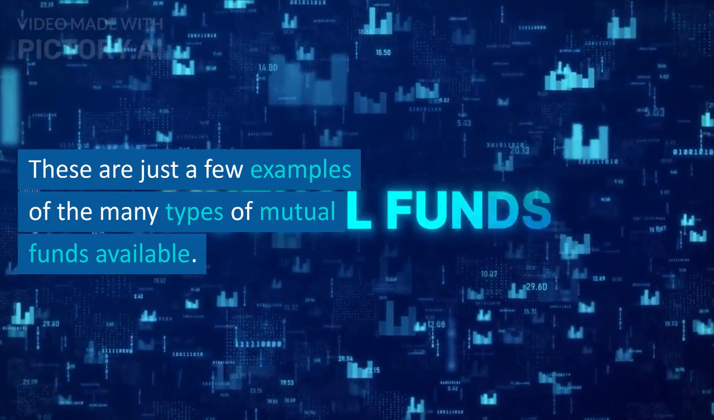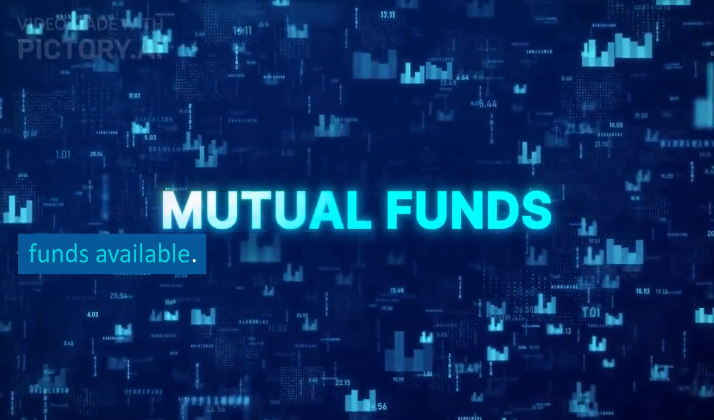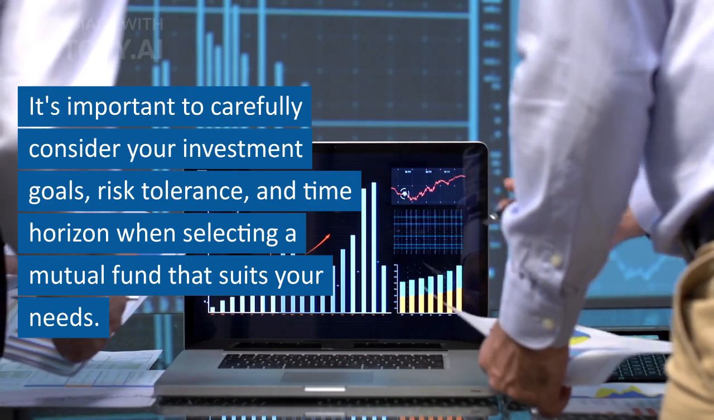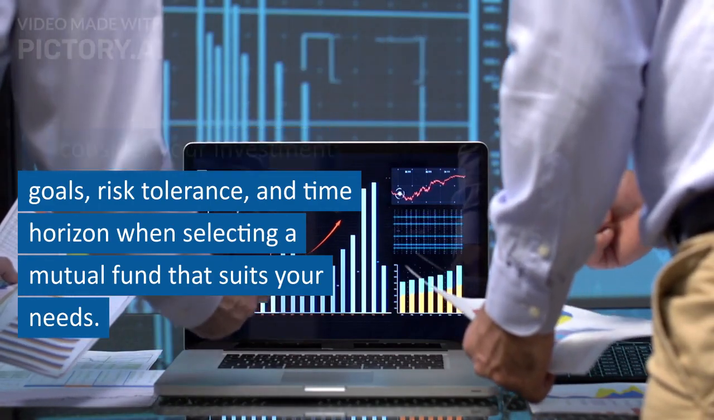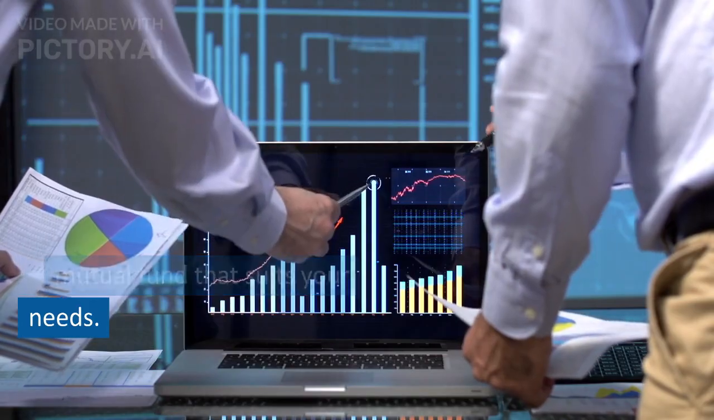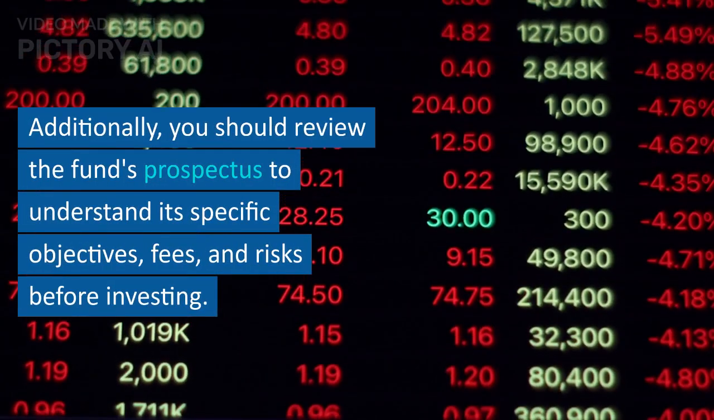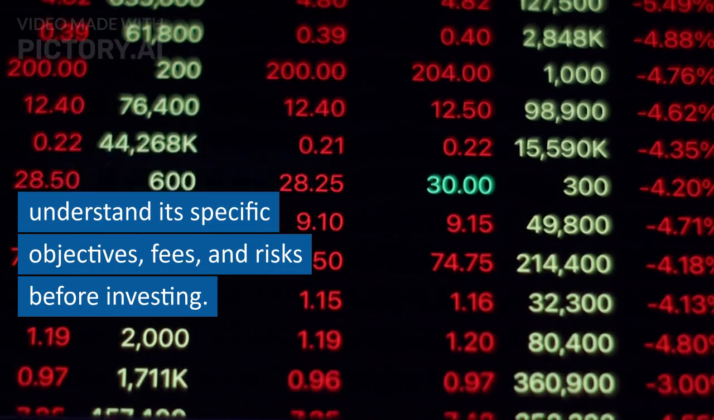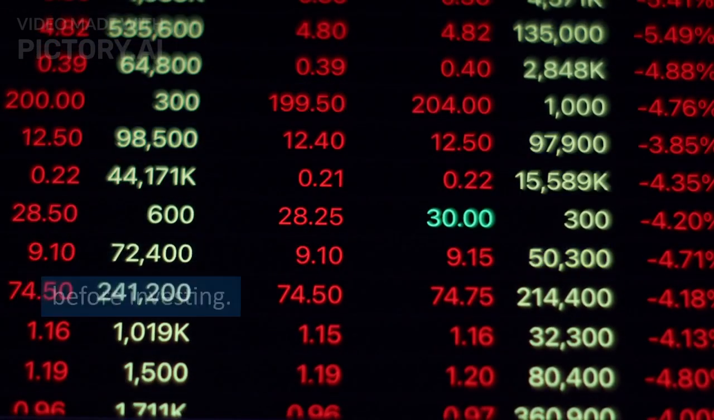These are just a few examples of the many types of mutual funds available. It's important to carefully consider your investment goals, risk tolerance, and time horizon when selecting a mutual fund that suits your needs. Additionally, you should review the fund's prospectus to understand its specific objectives, fees, and risks before investing.